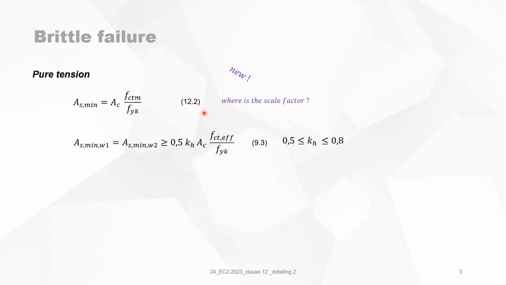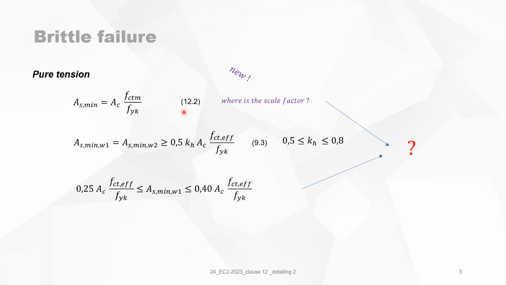And formula 12.2 is in ULS, and it's for brittle failure. Now we can rearrange formula 9.3 into two limits, one with kh 0.5 and one with kh 0.8. Then you will see that the minimum reinforcement must be between 0.25 on this side and 0.4 on the other side.